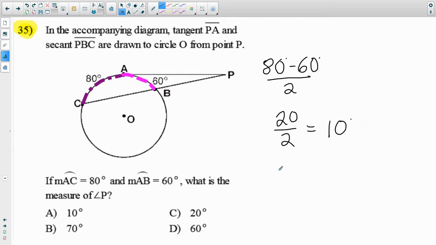So find the measure of angle P. The measure of angle P would be equal to 10 degrees.